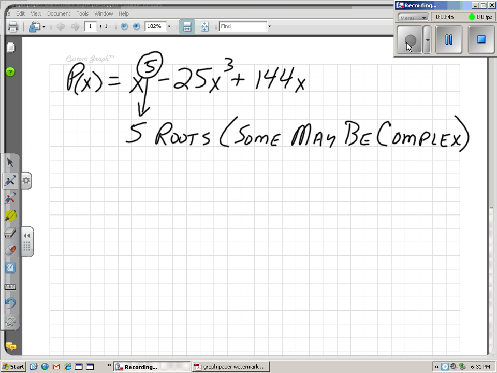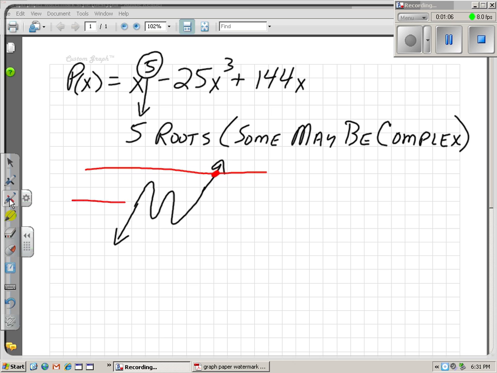What about the shape of the graph? An x to the fifth graph is going to go down to the left and up to the right. So it's going to go up, down, and back up. It's going to look something like that. Now, depending on where the x-axis is, if the x-axis is up here, we might have just one real zero. If the x-axis is down here, well, heck, we could have 1, 2, 3, 4, 5 real zeros. So let's find out what happens.